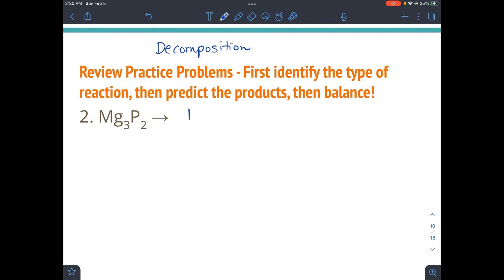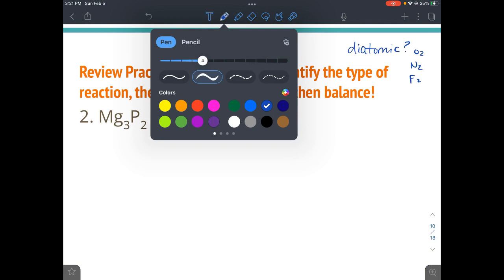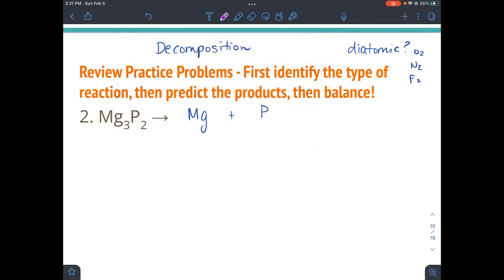So it's going to break down into its 2 elements, Mg and P. When you have single elements like this, you ask yourself, are any of these elements diatomic? Remember, that's like O2, N2, F2. Well, Mg and P are not diatomic elements, so we do not need to add any subscripts. All I need to do here is balance.